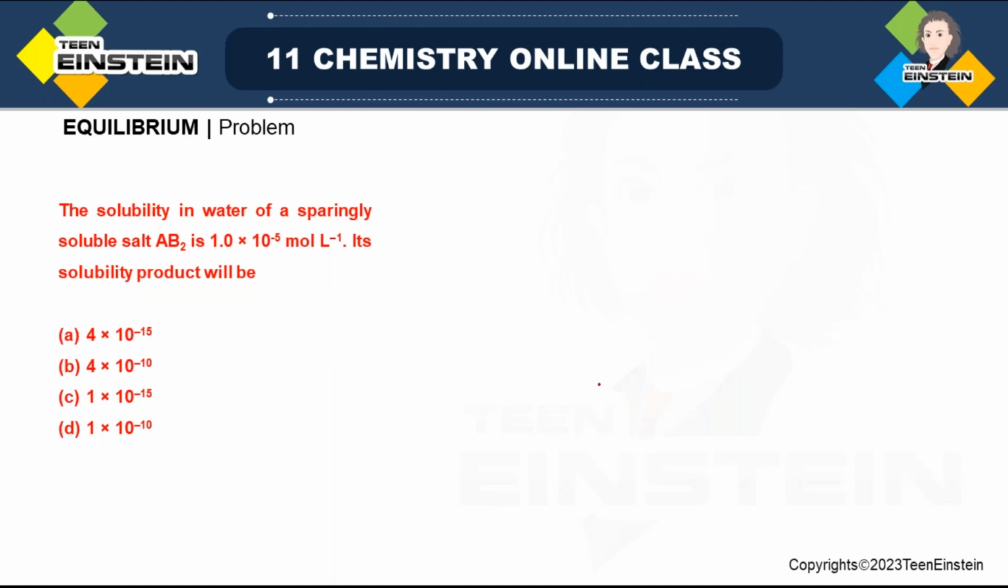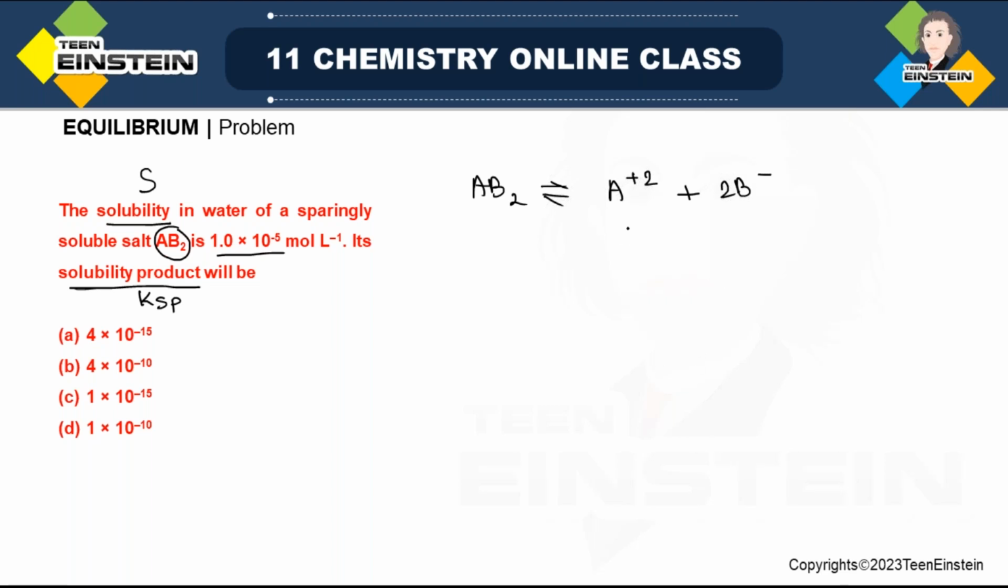So this problem here, the salt type is AB2. Solubility in water of a sparingly soluble salt AB2, capital S value given, which is 1 into 10 to the power minus 5 moles per liter. You have to calculate KSP. So AB2, how will you write it? It is basically 1A to B. Even if you do not write charge, it doesn't matter.